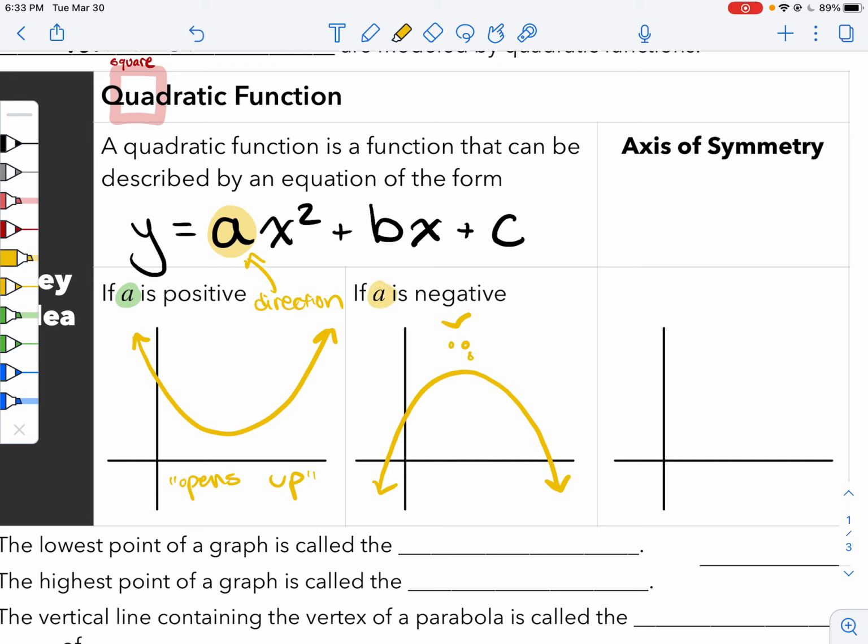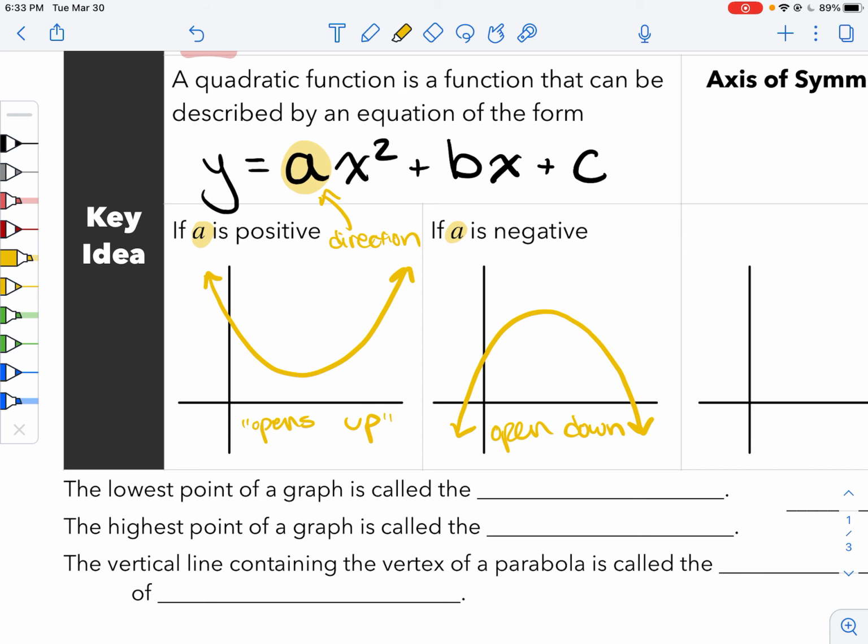So if a, our number out in front, is negative, our parabola is going to open down. So that can't hold water. It's like a hill looking thing. So if a is negative, it's down. We have 2 points that we can worry about.